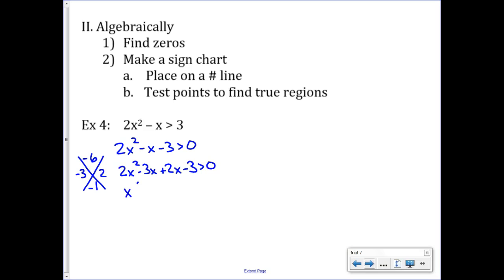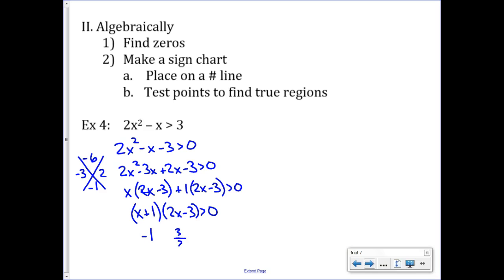So then I can take an x out of this first one, and I get 2x minus 3. And then I can't take anything out of the second one, so I take out a 1, and I get 2x minus 3. So I get x plus 1 times 2x minus 3. So my zeros are going to be negative 1 and positive 3 over 2. So what I'm going to do is make a number line.